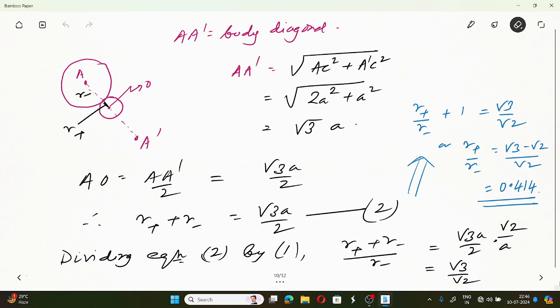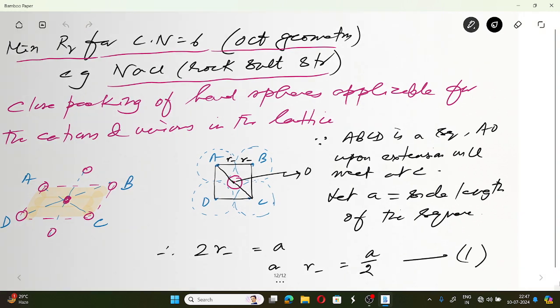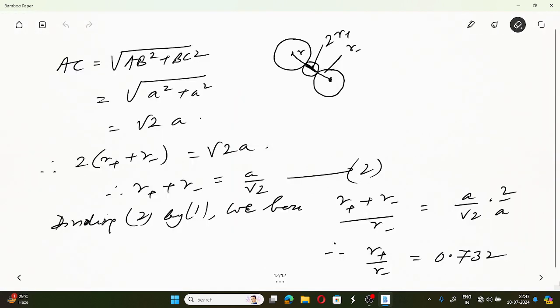This value is not 0.414. This will be 0.225. Okay, this value will be 0.225. This is for tetrahedral, and so this value will be 0.414. This value will be 0.414. So this is the minimum radius ratio for coordination number 6, octahedral coordination.